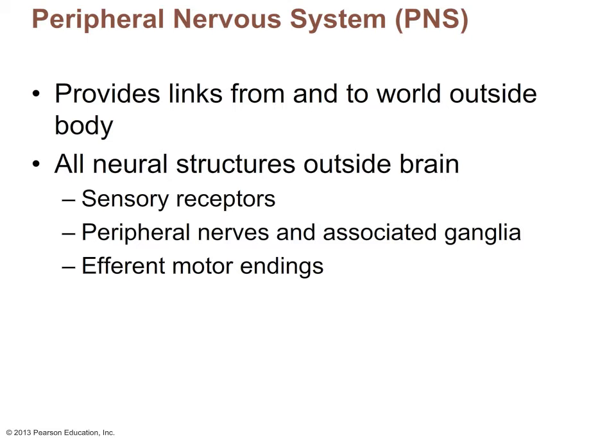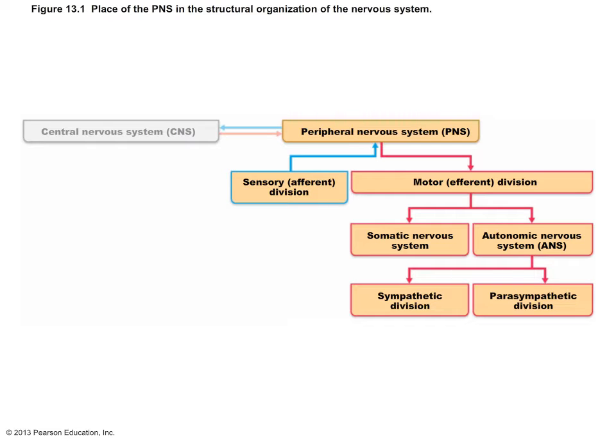So to start out today's lecture, we're going to talk about the peripheral nervous system, and the peripheral nervous system basically encompasses all the neural structures which are outside the central nervous system, that is, outside the brain and spinal cord. So this includes things like our sensory receptors, also the peripheral nerves and associated ganglia, and all the efferent motor endings. So as long as it's not inside the brain or spinal cord, it's technically considered part of the peripheral nervous system.